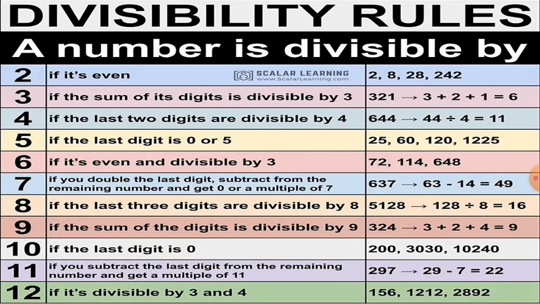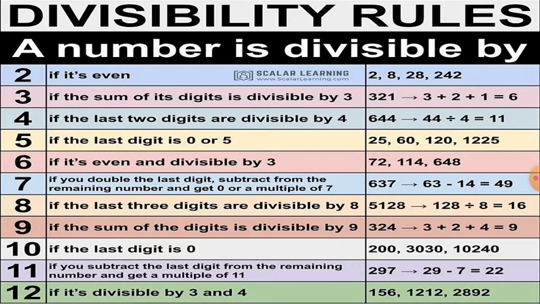A number is divisible by 7 if you double the last digit, subtract it from the remaining number, and get 0 or a multiple of 7. We have 637 here. To know if it is divisible by 7, we multiply the last digit, which is 7, by 2, which gives us 14. Then we say 63 minus 14, which gives us 49. Now, since 49 is divisible by 7, that means 637 is divisible by 7.